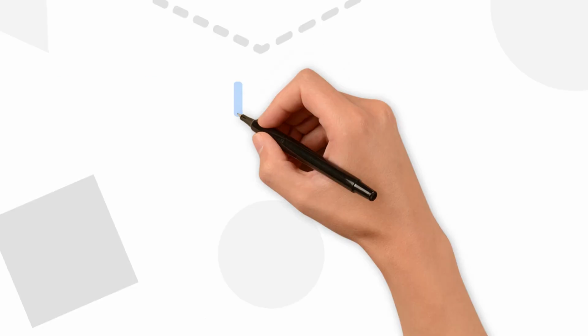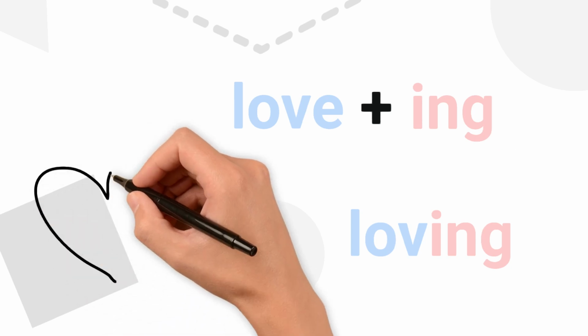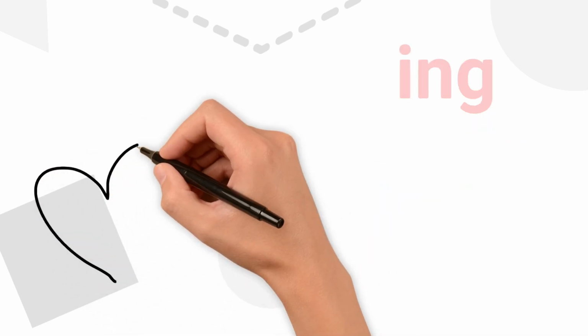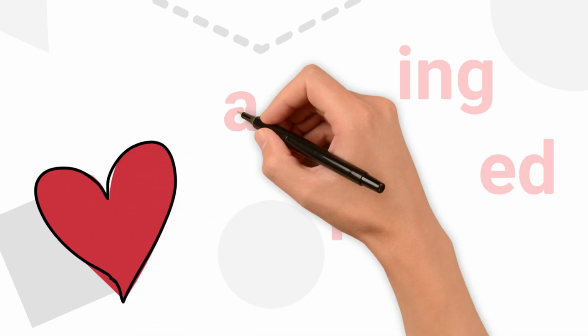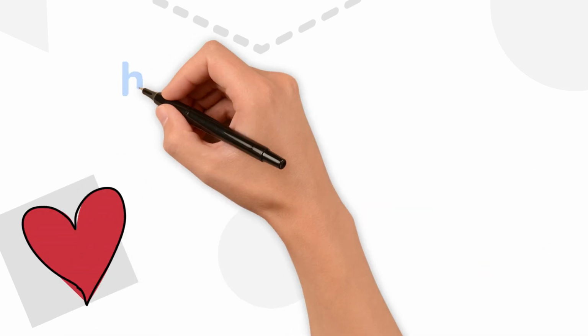You may have heard the rule drop the E, add ing, as in LOVE plus ing is rewritten as LOV no E ing. This rule works because ing is a vowel suffix. That means it begins with a vowel. And just like ing, there are loads of others, like ed, ish, able, and ion. The rule applies to all these vowel suffixes.